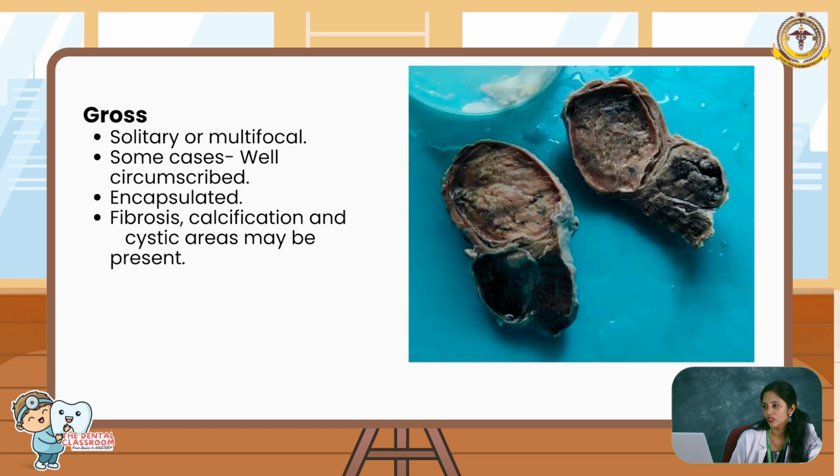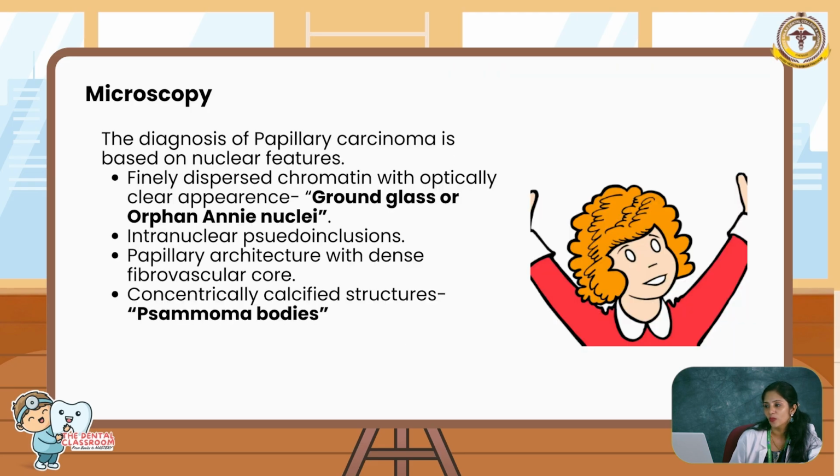So this is how it will look in the gross. Okay, it can be either solitary or multiple, and it can be encapsulated, well circumscribed sometimes, and it can show secondary changes like fibrosis, calcification, and cystic areas. So look at this image, what you are seeing, there is a central white area, right? That is central fibrosis. What are the grey yellow areas you are seeing, right? That is calcification.